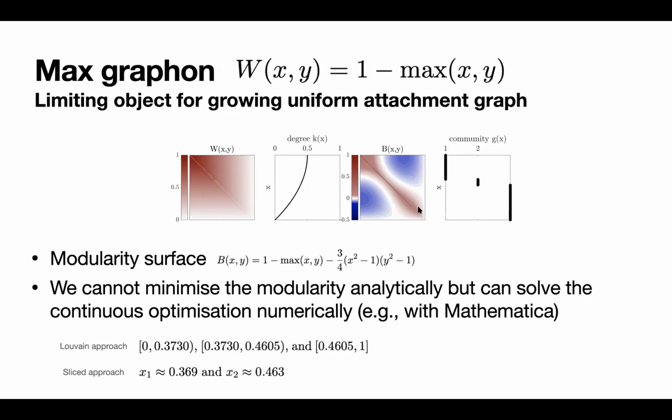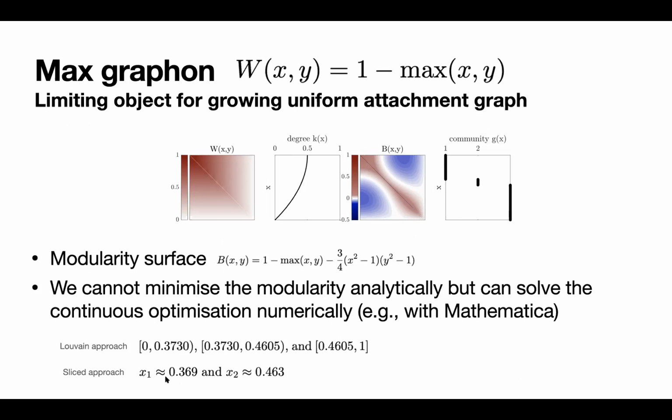If you use the Louvain algorithm, then we actually find three communities. You have the first community, which is the high degree nodes. So this is this part. Then you have a second small community with the intermediary degree nodes here. And then you have the largest community, which has all the low degree nodes together. We can again compute the modularity surface analytically. However, we can actually not optimize this analytically. However, what we can use is some kind of continuous optimization procedure.